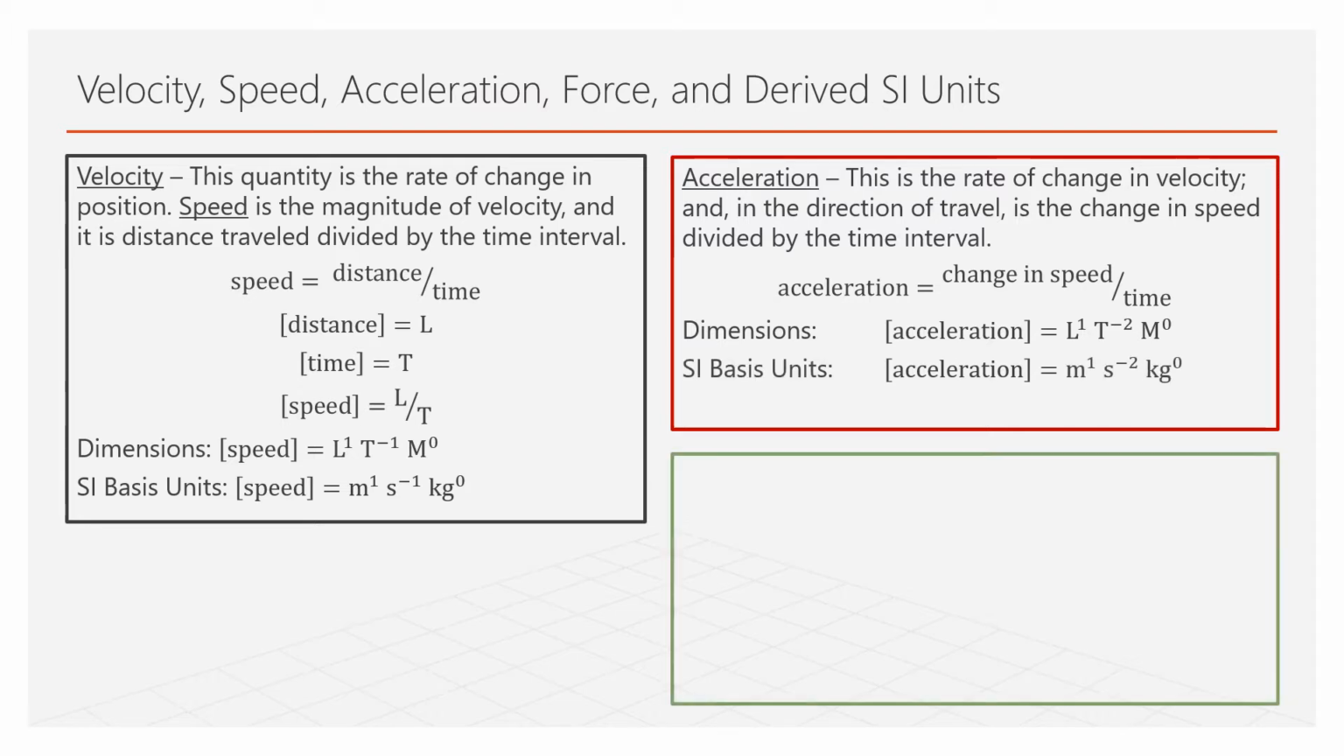Then, to find the SI basis units of acceleration, we replace length with meter, time with seconds, and mass with kilogram. So we get that the SI basis units of acceleration are meters per second squared.